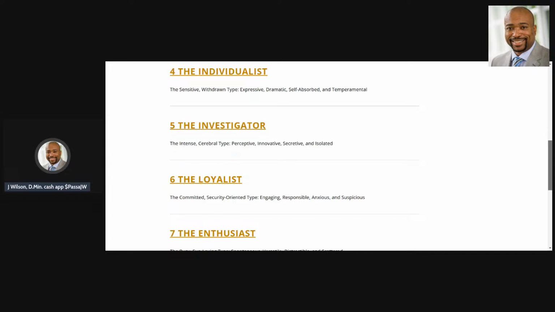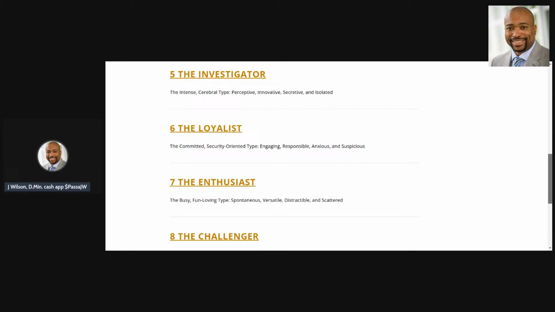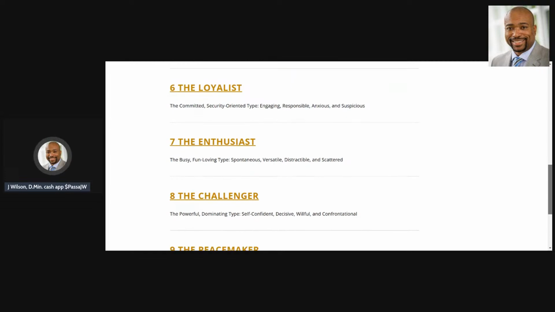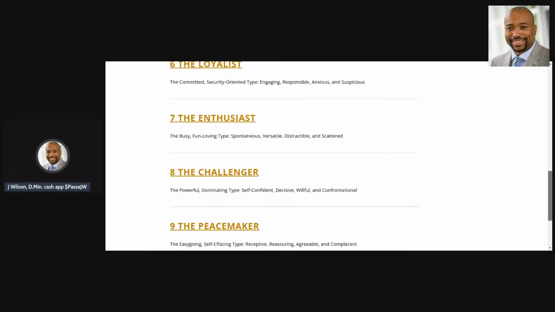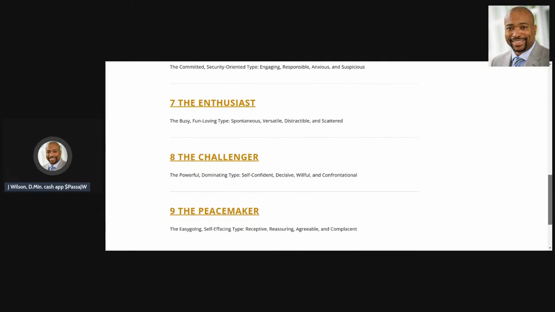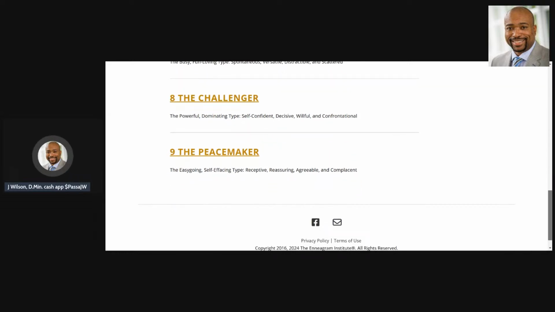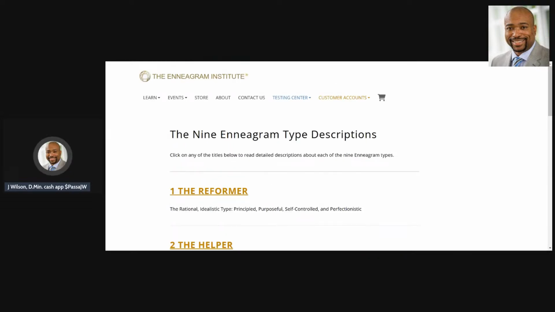Then you have the investigator, the intense, cerebral type. Perceptive, innovative, secretive, isolated. Then you have the loyalist, the committed, security-oriented type, engaging, responsible, anxious, suspicious. The enthusiast, the busy, fun-loving type, spontaneous, versatile, distractible, and scattered. Then the challenger, the powerful, domineering type, self-confident, decisive, willful, confrontational. And last, the peacemaker, easygoing, self-effacing type, receptive, reassuring, agreeable, and complacent. So this kind of gives us the types. I love it. I really love it.